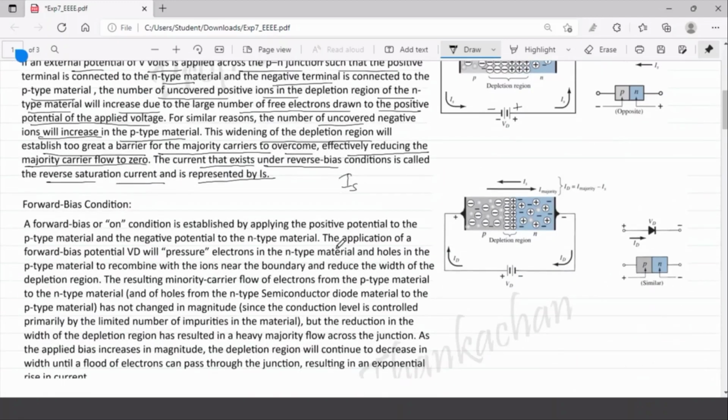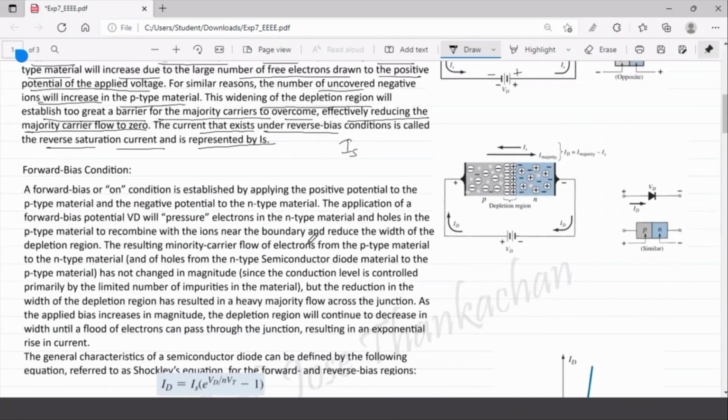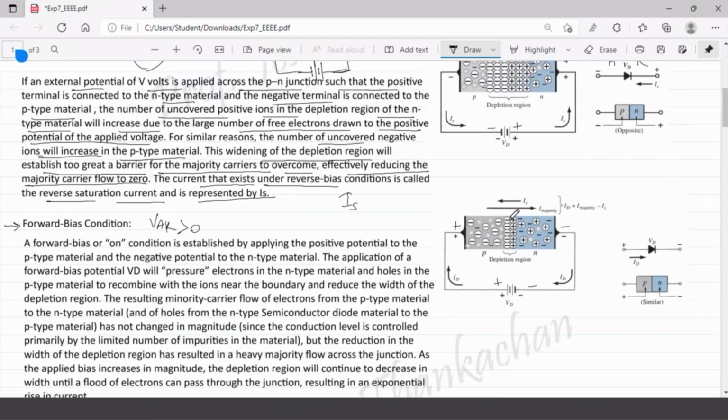What happens in a forward bias condition? I'm just giving you the basics here, just revising it. In the forward bias condition, VAK will be greater than 0. What will happen because of this? So positive is connected to the positive terminal, that means the P-type terminal. Negative is connected here to the N-type semiconductor terminal. Already we know that there is a minus and plus potential difference across this, which is known as the barrier.